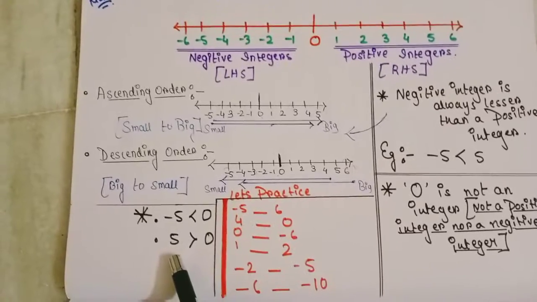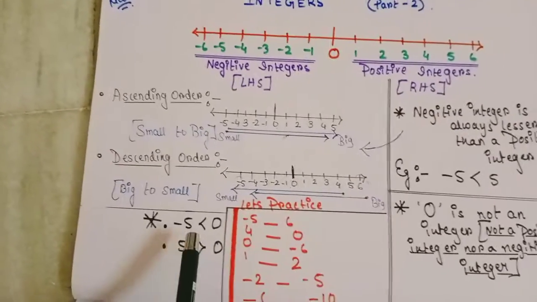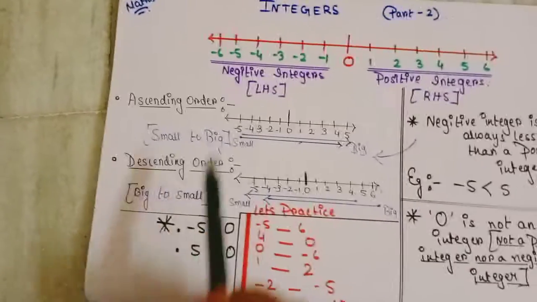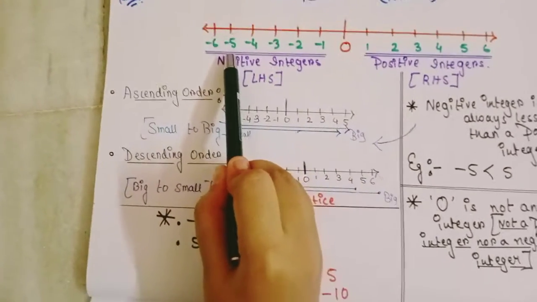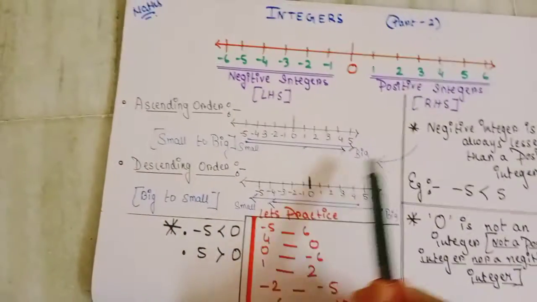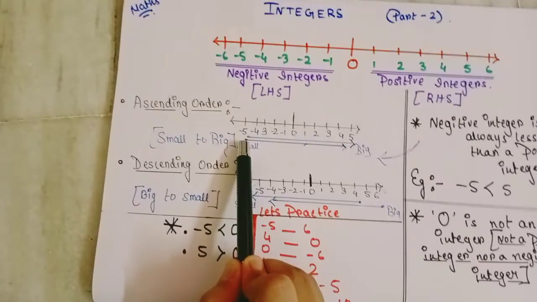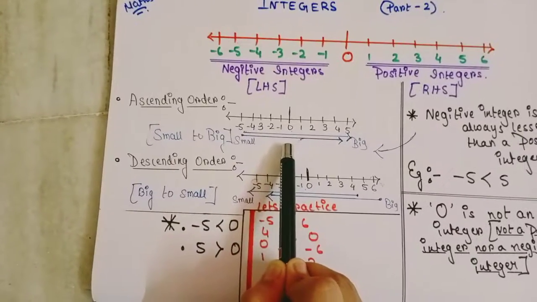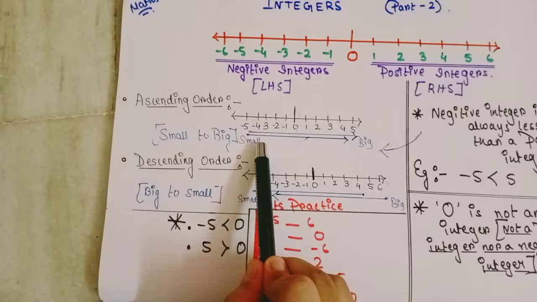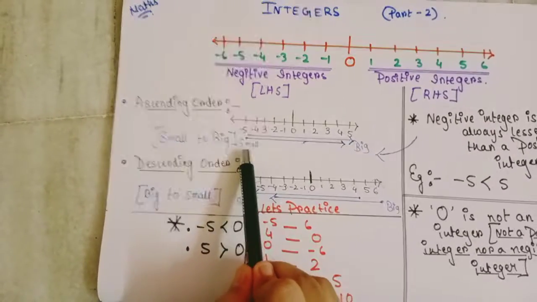I will give the proof. Now let's see how -5 is smaller than 0. Here is -5 and here it is 0. Now let's go to the ascending order. -5 is smaller than 0. So you can understand the word small to big.